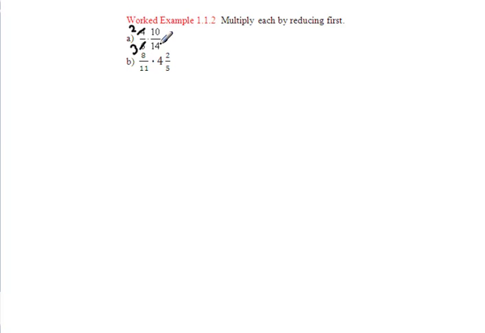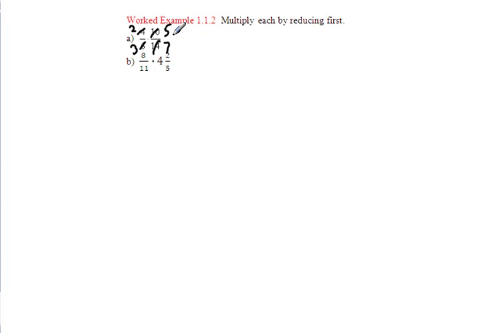10 and 14, those can both be simplified by, again, 2. So if we take 10 and divide it by 2, the answer we get is 5. 14 divided by 2 is going to leave us with 7. An important thing here is I'm not writing down what I'm reducing by, but just the answer. So I'm dividing by 2. 10 when it's divided by 2 is 5. 14 divided by 2 is 7.